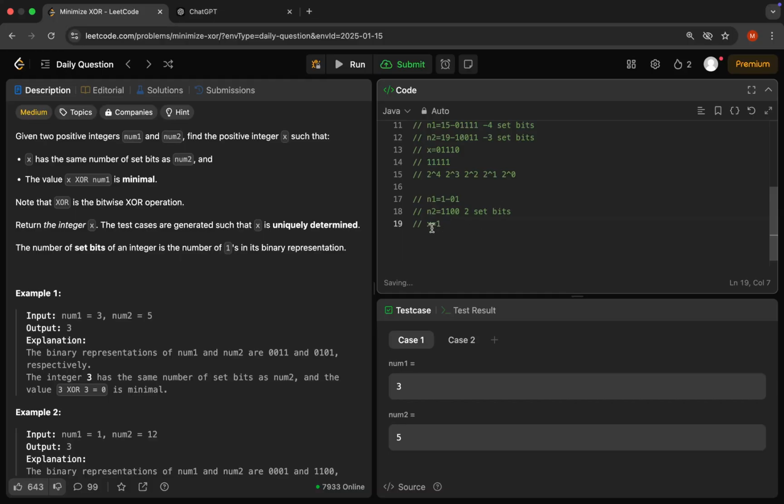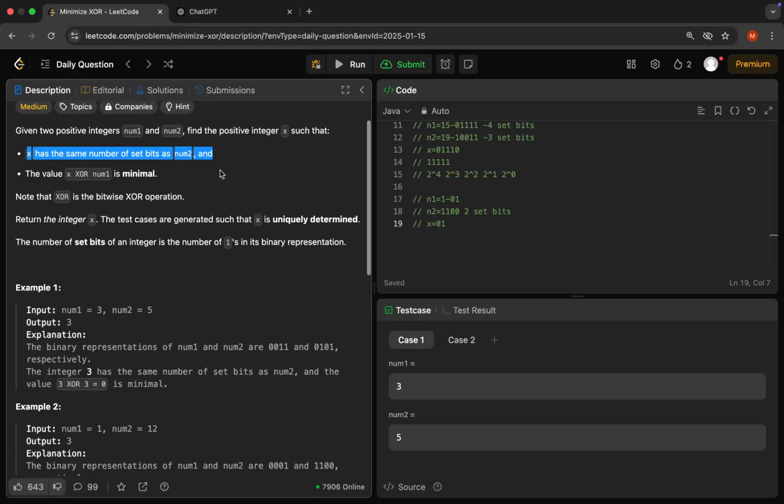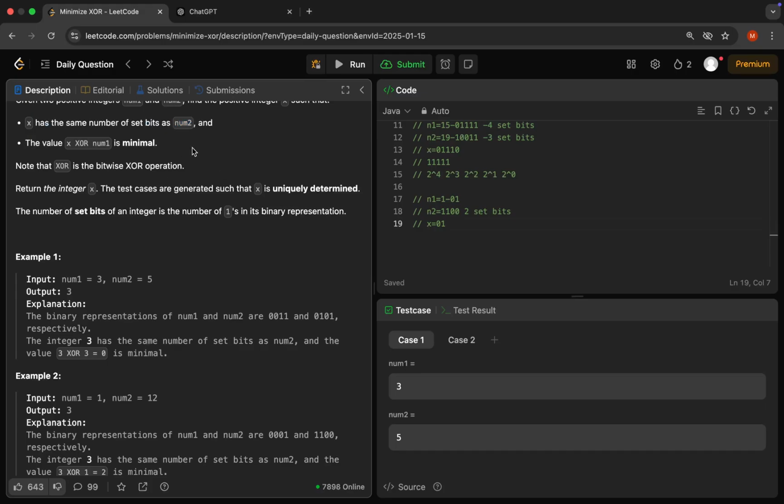Okay, so we will use it there, and we will put the second bit as 0, but the condition was not fulfilled. The condition is x has the same number of set bits as num2. So what we will do, the x XOR num1 is minimal. Okay, this is the question.